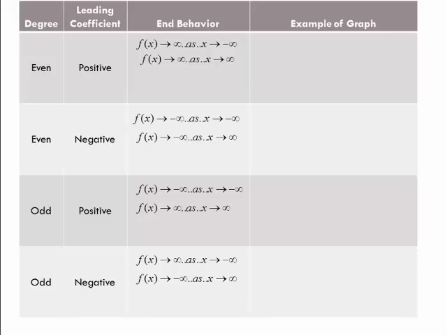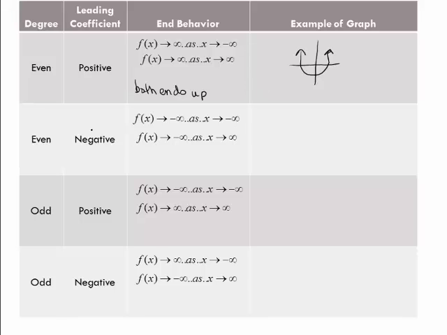Okay, when we talk about the degrees of the polynomial and the leading coefficient, this is what ends up happening. If we're even and positive, the function approaches infinity, so it goes up as x is negative, and it goes up as x is positive. So both ends are up. So an example of a graph would be like our parabola we just looked at.